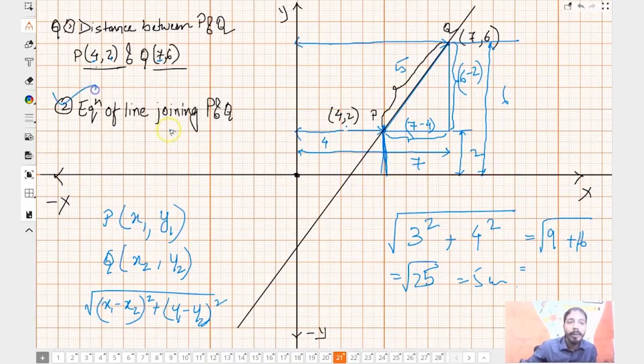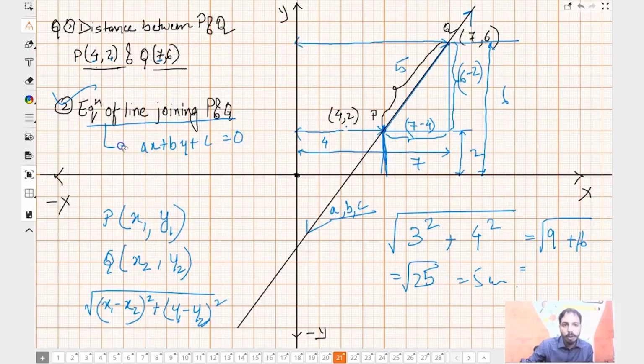Next thing is find the equation of the line joining P and Q. So you can also find out the equation of this line. That means you can find out the a, b and c values of the equation ax plus by plus c is equal to 0. So suppose the equation of this particular black line is ax plus by plus c. Now if you need to find out the equation, it means you need to find out the values of a, b and c. That's it. How do you find it?